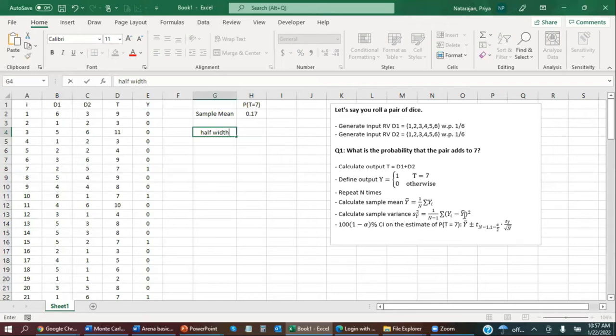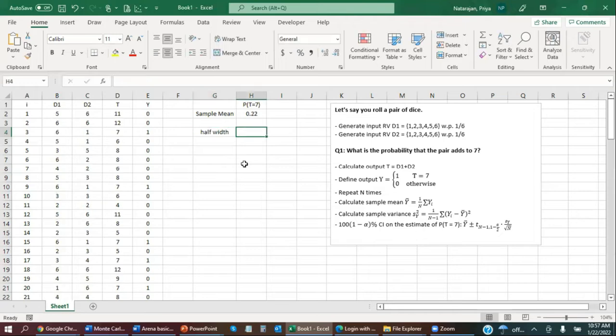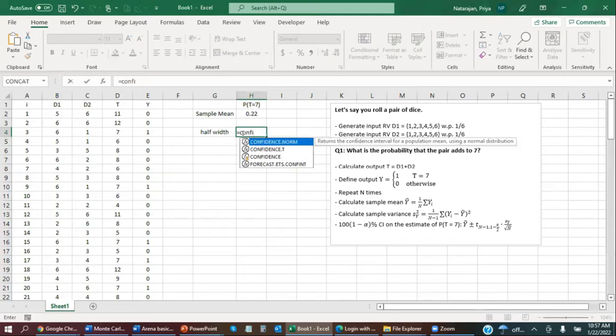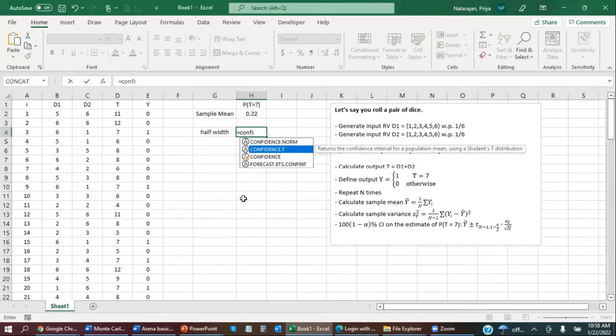I'm going to be using the t-score in this case, but remember that when n is large, we can use the z-score. That's an acceptable approximation. The half width, there are a number of ways to calculate this, but I'm going to use just a built-in Excel formula called CONFIDENCE.T. And then if you were using the z-score, you could also use CONFIDENCE.NORM. So this is the confidence interval using a Student's t distribution, and this is the confidence interval using a normal distribution. So let's use the t-score.